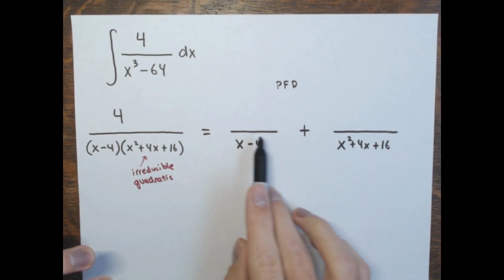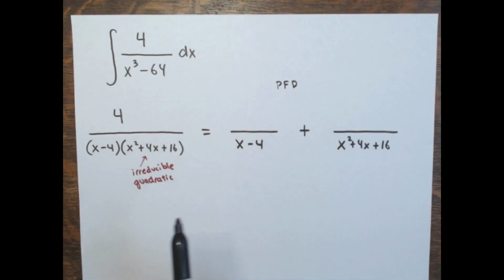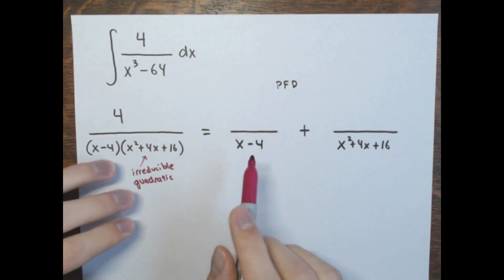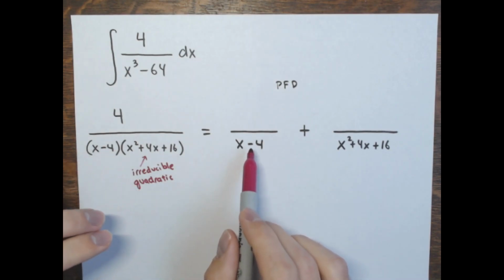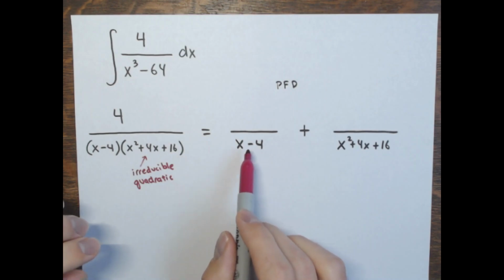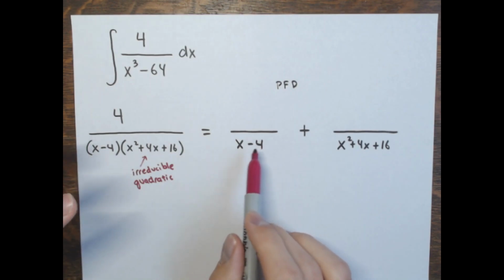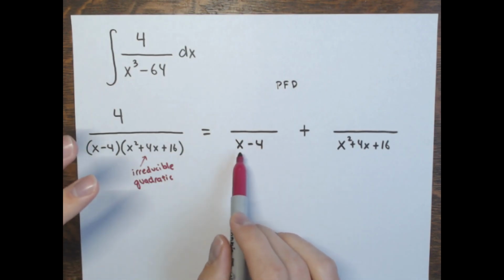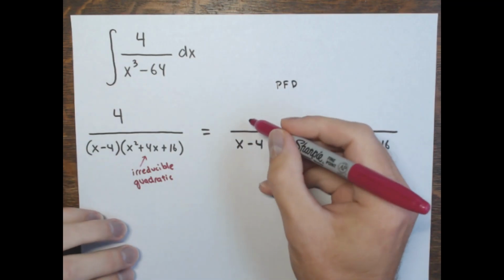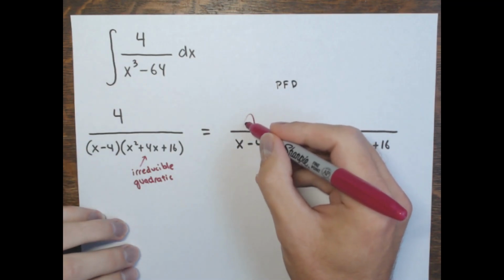Okay, now these need to be proper fractions. If you have a linear or some power of a linear, like x minus 4, or x minus 4 squared, x minus 4 cubed, in the denominator, you only need to have a constant up top.